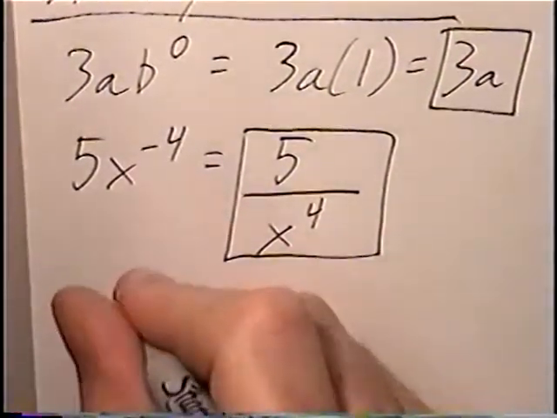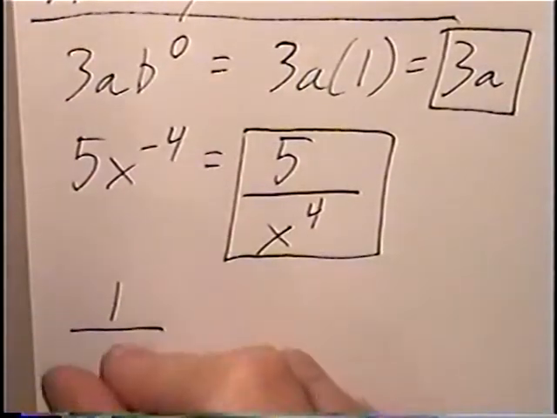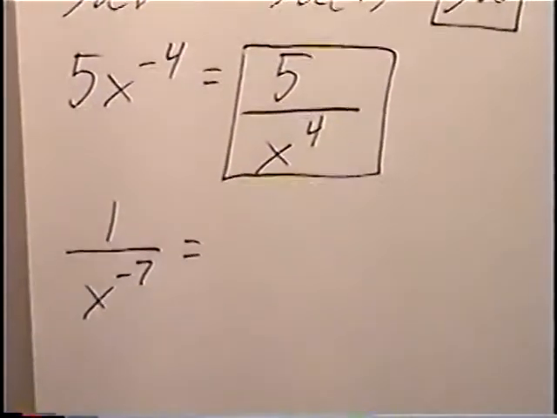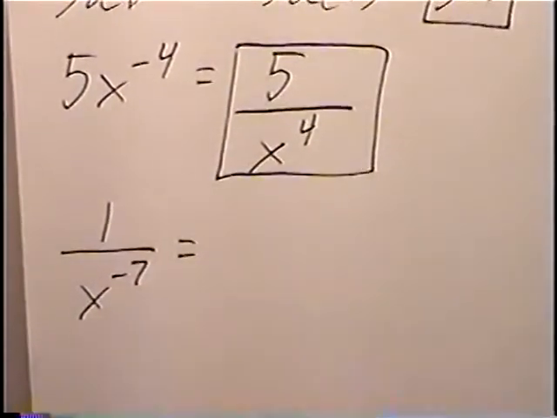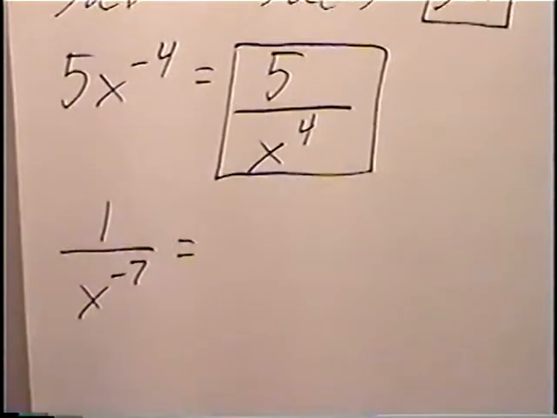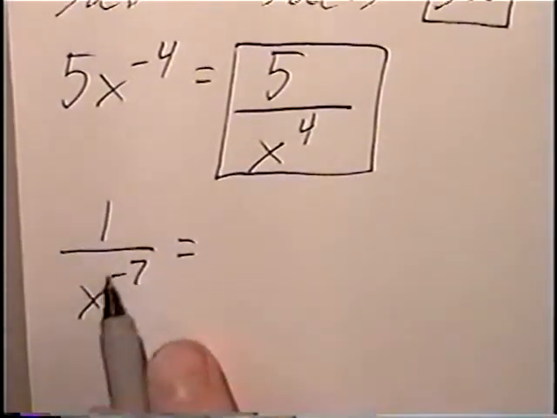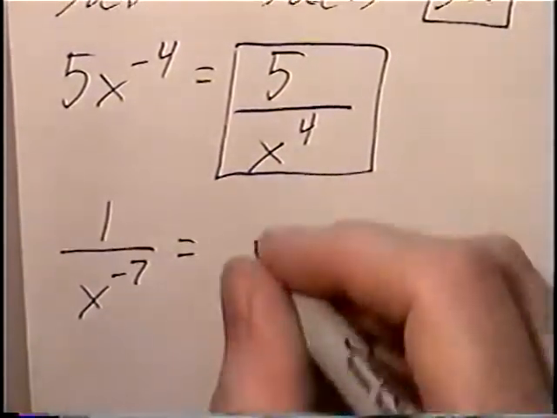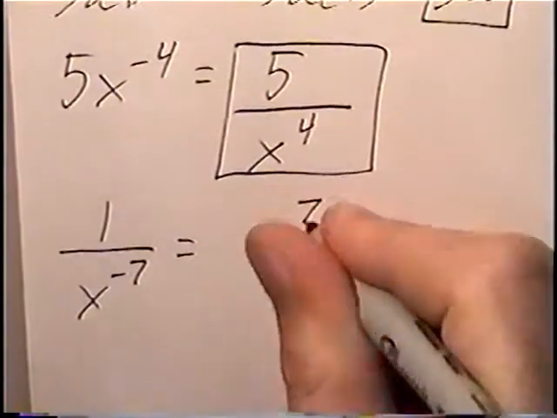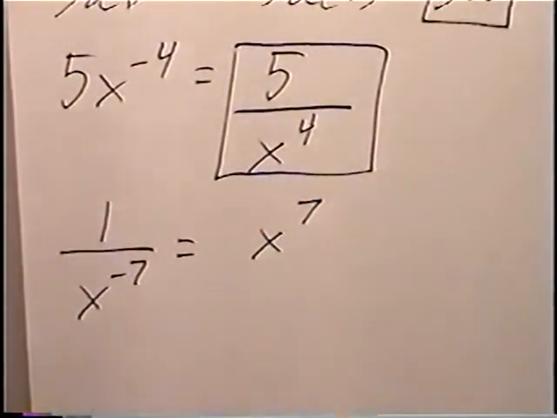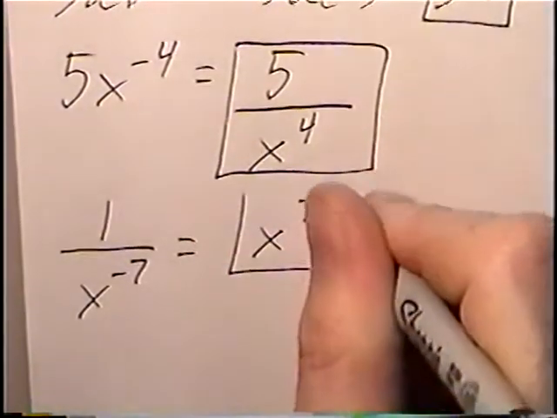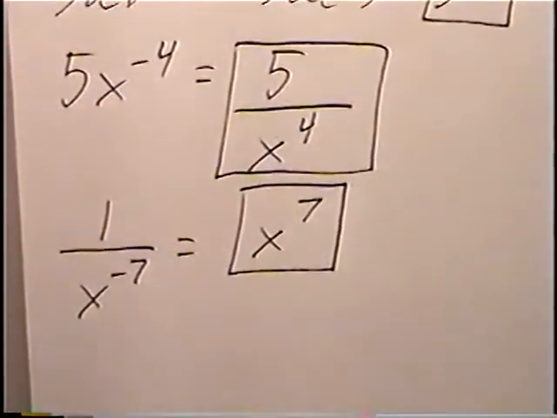Next question, 1 over x to the negative 7 power. Like the previous question, we have a negative exponent. This time the negative exponent is already on the bottom of the fraction. If we have a negative exponent in the denominator or bottom of the fraction, we can move that to the top of the fraction. So x to the negative 7 would change, moving to the top of the fraction, to x to the positive 7. If you want to, you can put it over 1, or the final answer would just be x to the 7th.